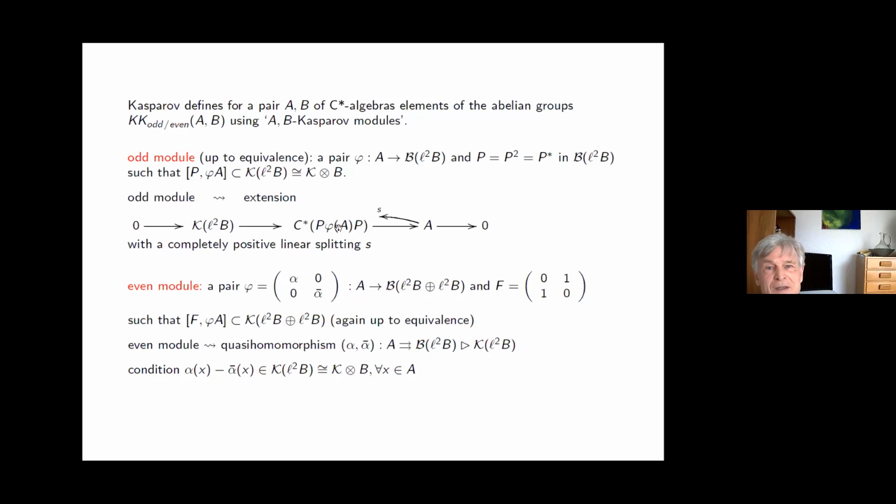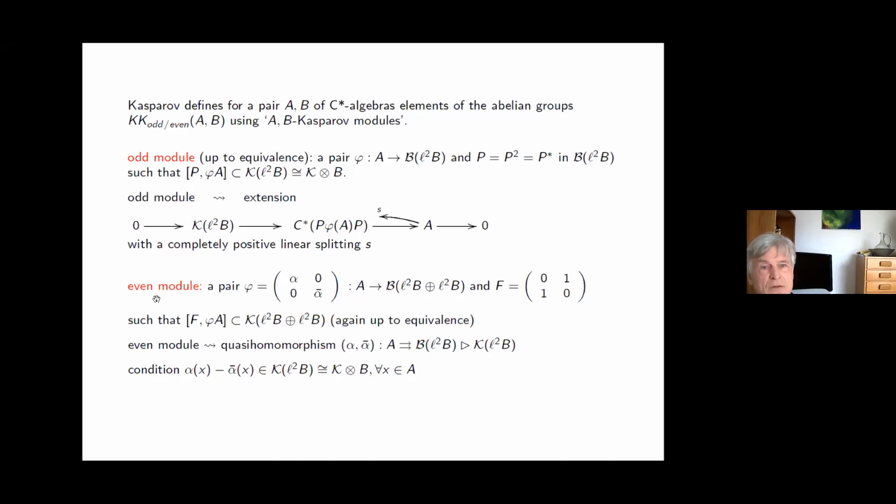And if you are a little bit careful, then it will contain the compact operators, and the quotient will be A. I mean, if you just modify the P possibly by a trivial operator. And so you get this extension, and it's not just any extension, it comes with a completely positive splitting, which goes x goes to P times phi of x P. So it's an extension with a completely positive splitting, which you get from an odd module.